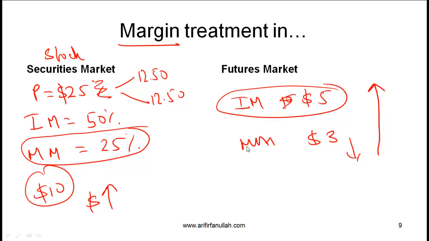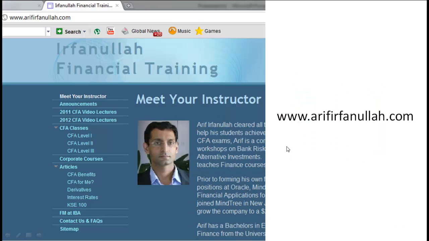We still need this maintenance margin because this is the amount of money below which you need to top up. If you are somewhere in between, so if your balance comes to $4, then you don't need to do anything. Your balance can remain at 4. It's only if, let's say, your balance comes below 3 that you need to top up, and you top up back to the initial margin.